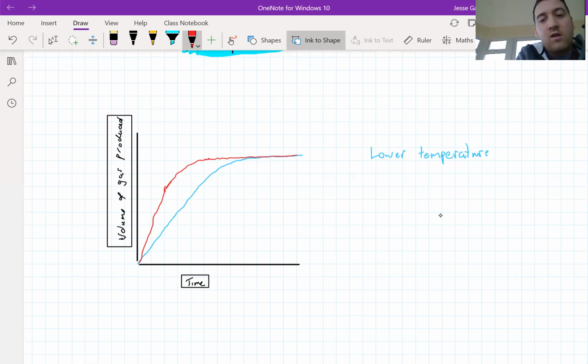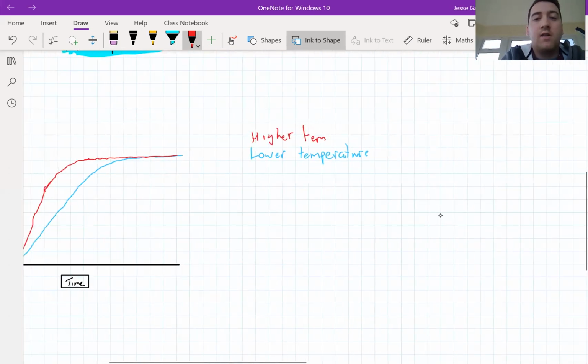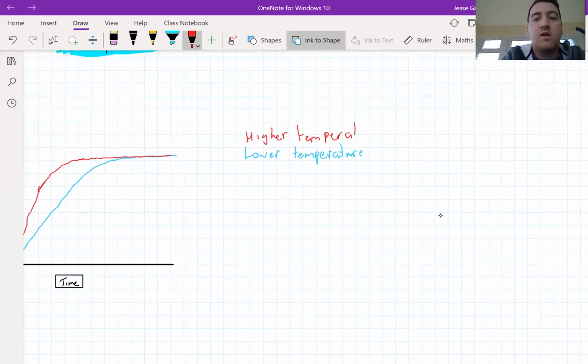before the blue line. It becomes level before the blue line. And that's because the reaction is over earlier, because it's quicker. So all of the reactants are used up quicker and the reaction finishes earlier. So the red line shows the higher temperature.